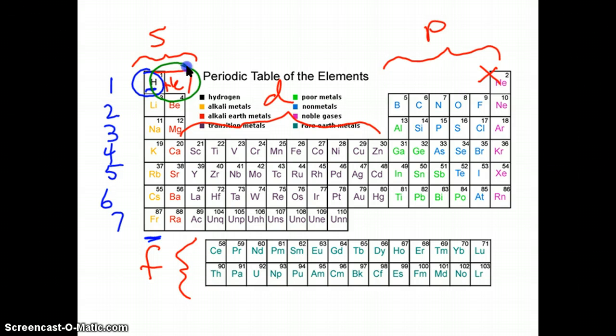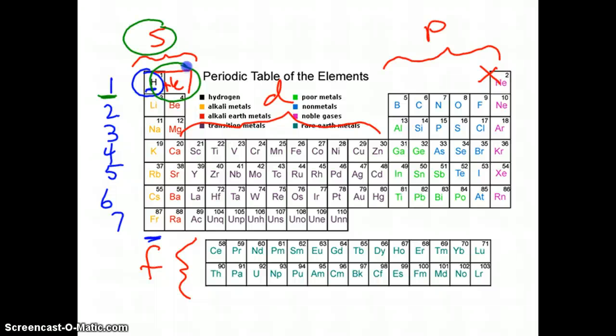So where is helium located? Helium is still found in that first shell. It's still found in the s subshell. But now how many electrons does helium have? Well, how many protons does helium have? It has 2. So if it has 2 protons, it has 2 electrons, and they're both in the s shell.